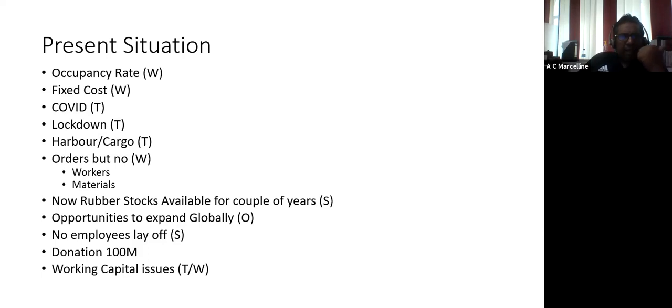Yeah. You could see the situation now, because of this particular COVID, no raw materials have been used for some time, and still the plantations have been working, allowing these tappers to do their job and collecting the latex. Now the stocks are available for a couple of years.